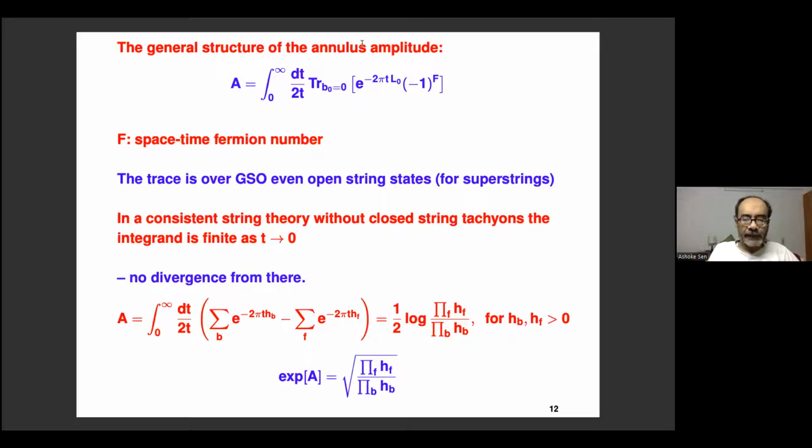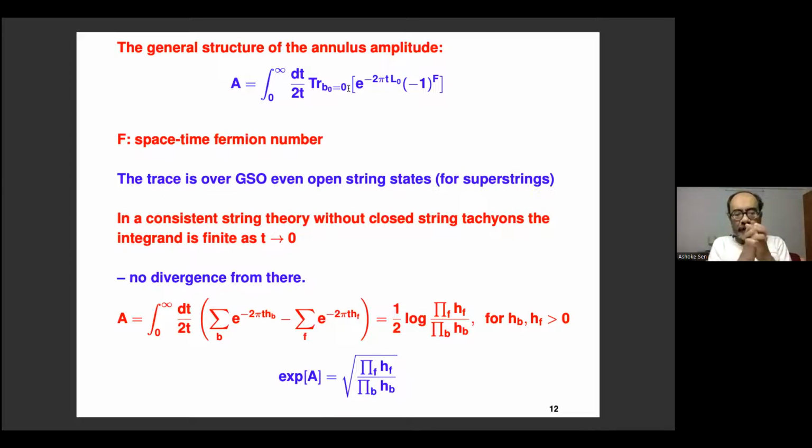So here is the general structure of the annulus amplitude. This is the parameter t that is basically the modular parameter of the annulus, which you can think of as a ratio of the circumference to the width of the annulus. t going to infinity means that the annulus circumference becomes long. That's what is also conventionally called the open string channel. So this trace is taken over all the open string states. But we take the trace over all the open string states which are annihilated by b_0.